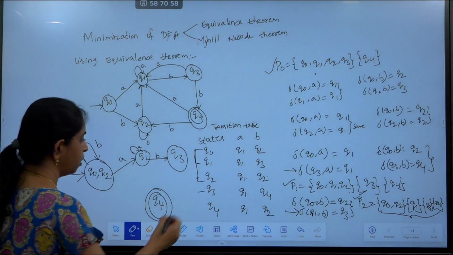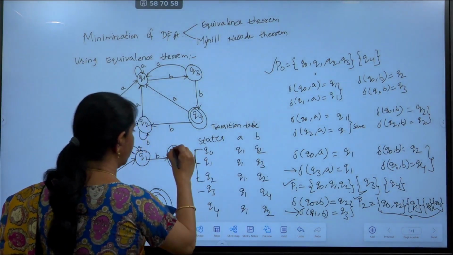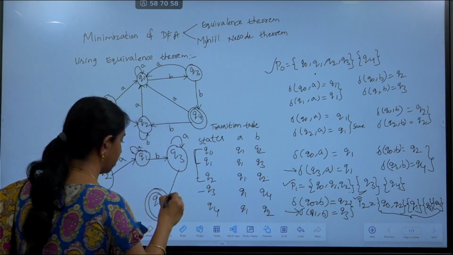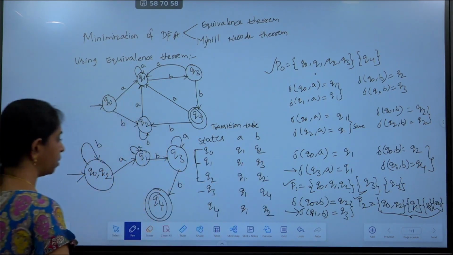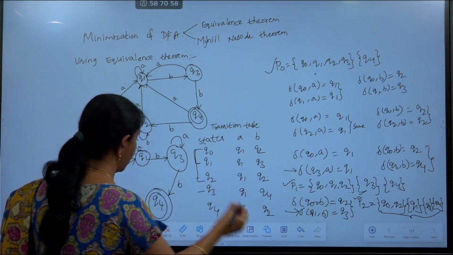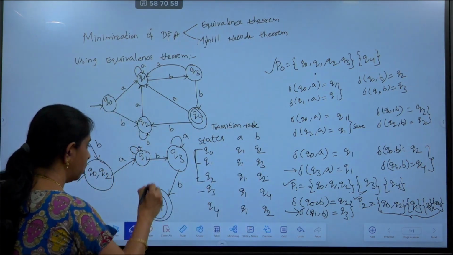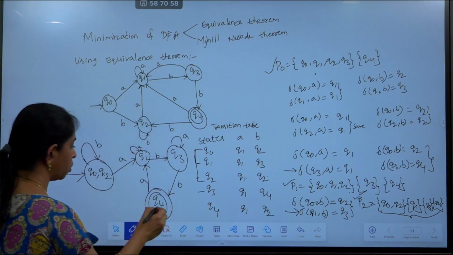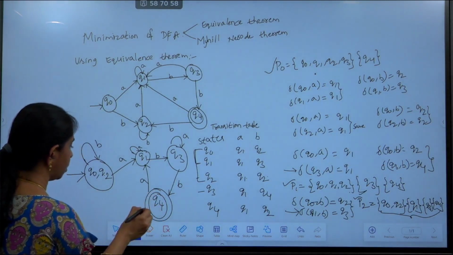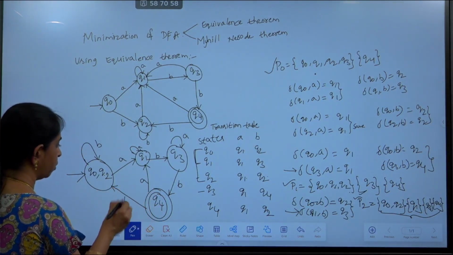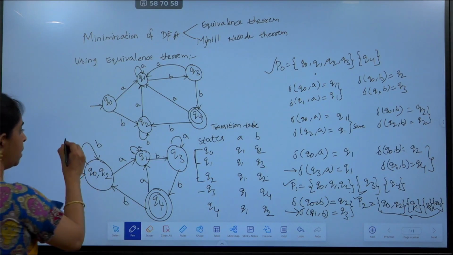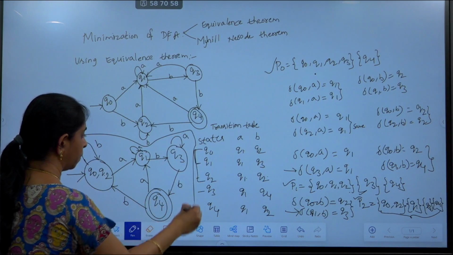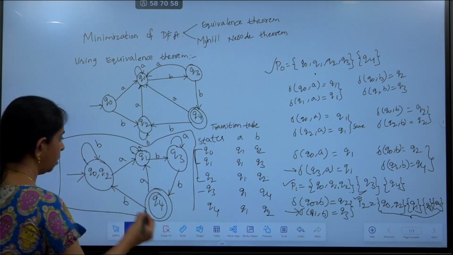Next Q3. Q3 on input alphabet A, Q1. Q3 on input alphabet B, Q4. Next Q4 on input alphabet A, that is reaching Q1. Q4 on input alphabet B, that is to Q2. This is the minimized DFA diagram. This is our resultant DFA.